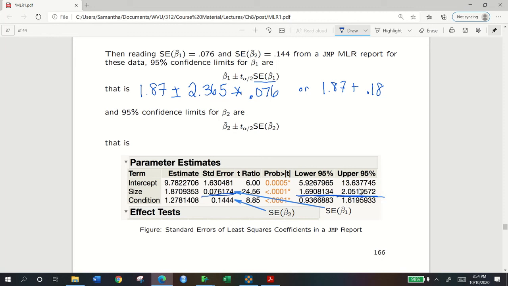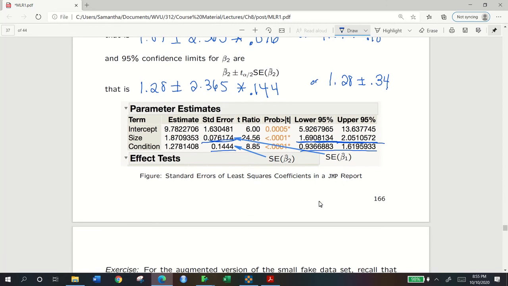Next, we can construct a 95% confidence limit for condition using the exact same process. So this would become 1.28 plus or minus 2.365 multiplied by our standard error of beta 2 hat, which would be 0.144. And so this would become 1.28 plus or minus 0.34, or our confidence limit would become 0.936 to 1.6195933.